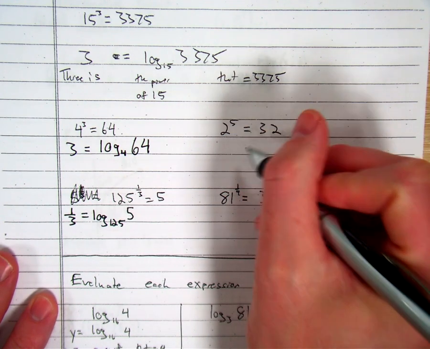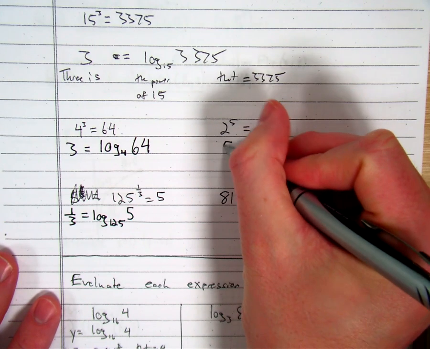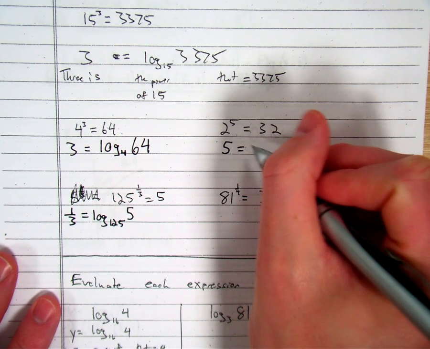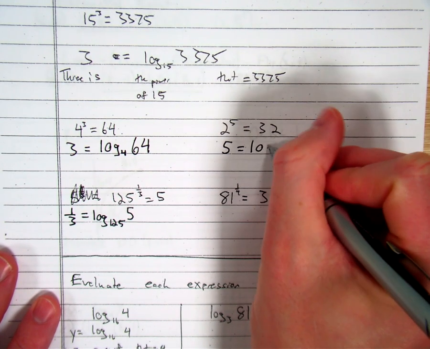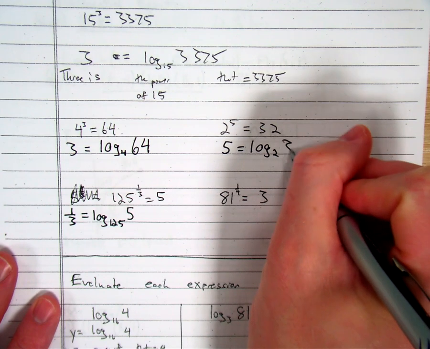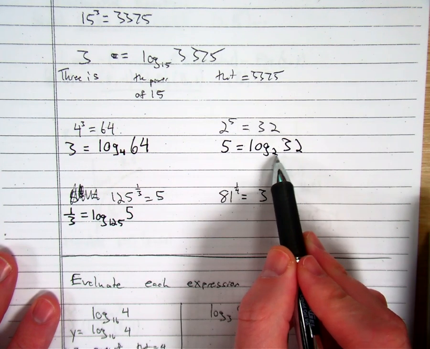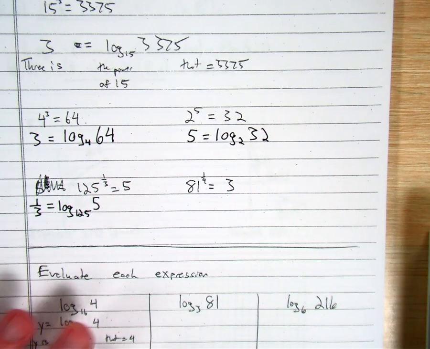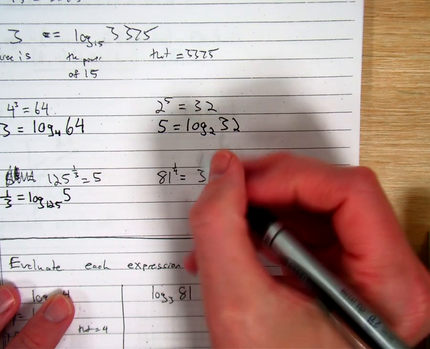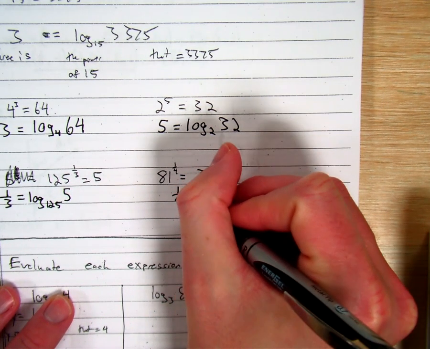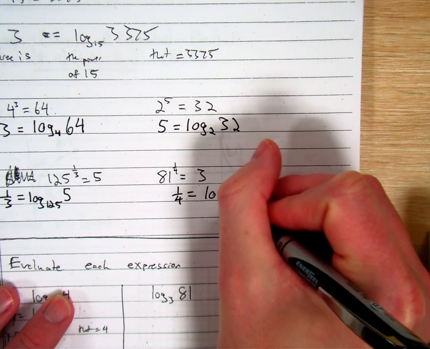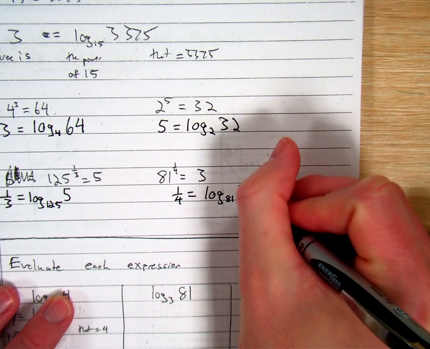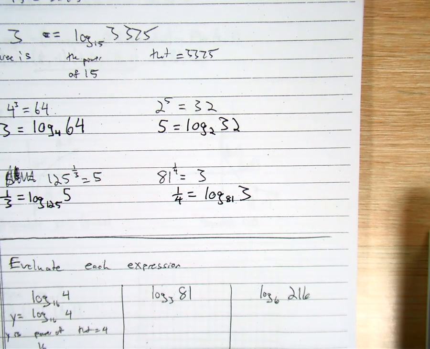All right, so here we go. Exponent is the answer. 5 equals log base 2 of 32. 5 is the power of 2 that gets me to 32. Okay, the exponent is the answer. 1/4 equals log base 81 of 3.